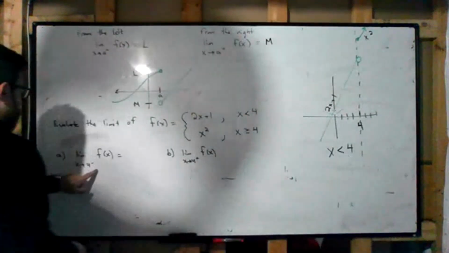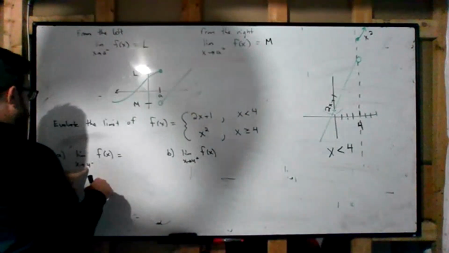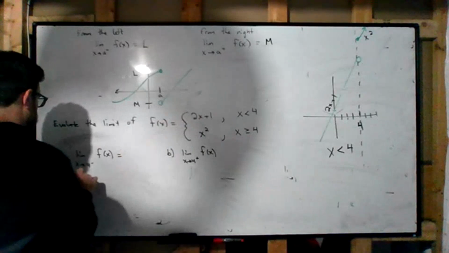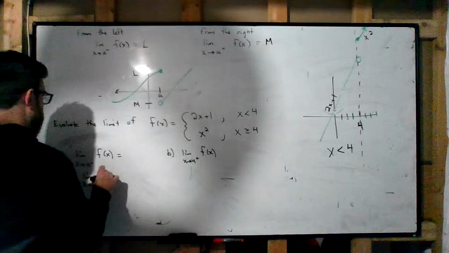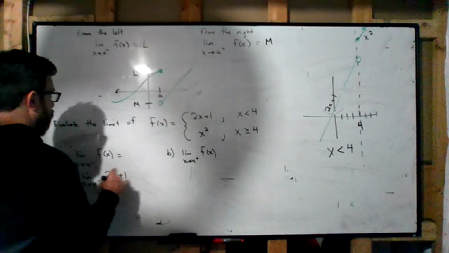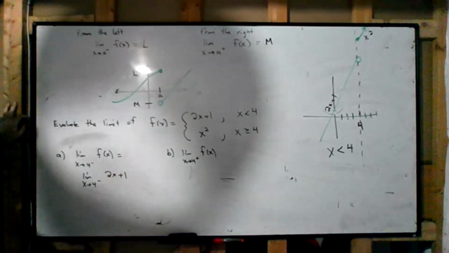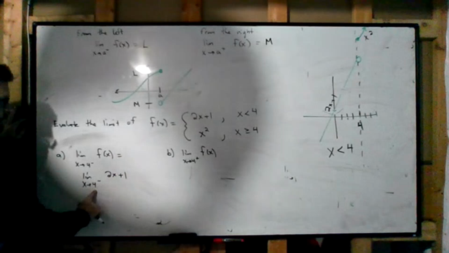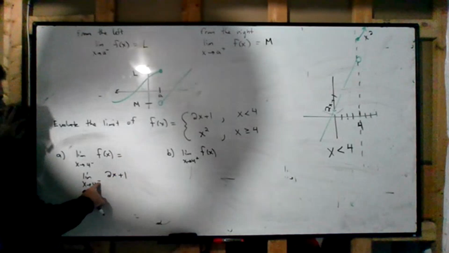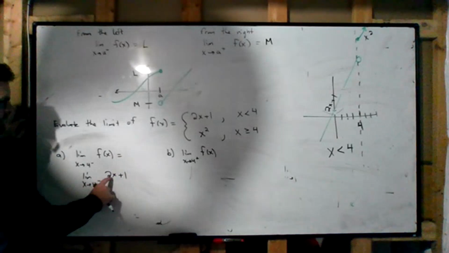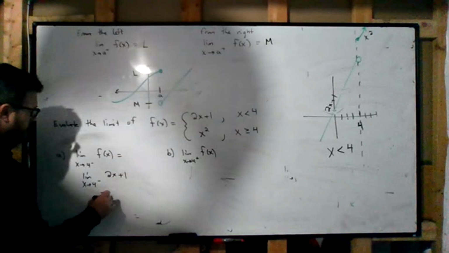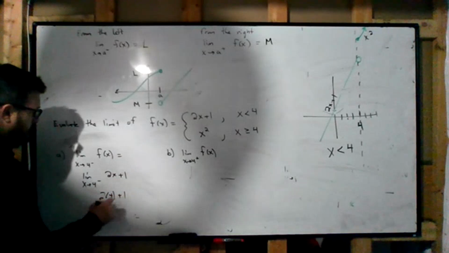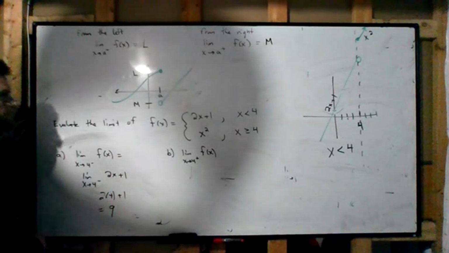So that means this is going to be equal to, well, this is the same thing as the limit as x approaches 4 from the negative side of 2x plus 1. I'm going to use that 2x plus 1 function. And notice that 2x plus 1 is defined at 4. This is not a sign, it's just a direction. But since this function is defined at 4, I can just plug it in. 2 times 4 plus 1, so this is 9. That's its limit.